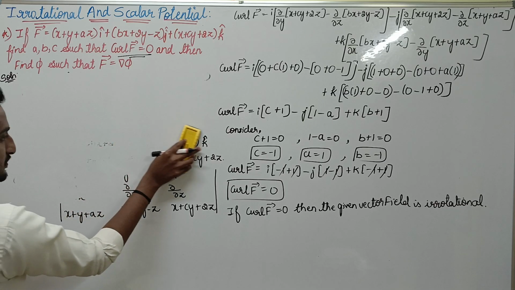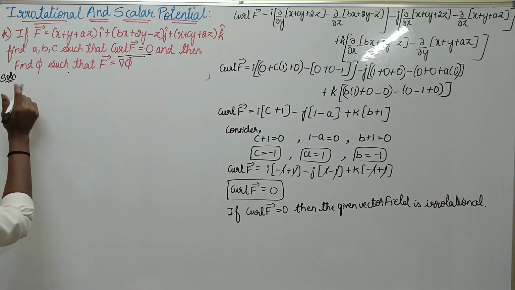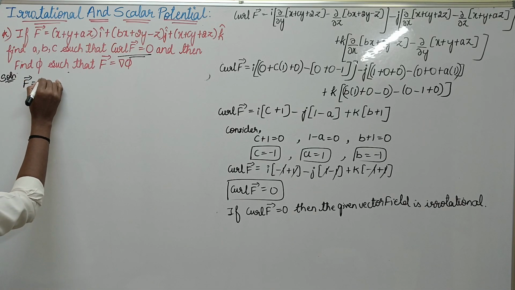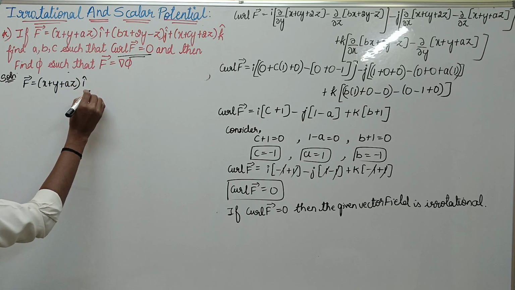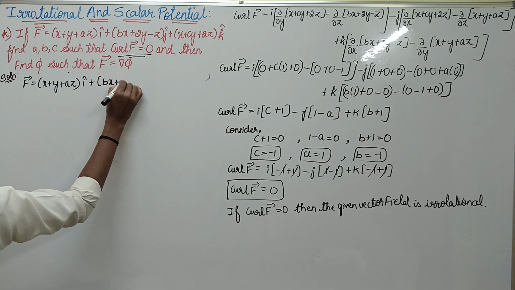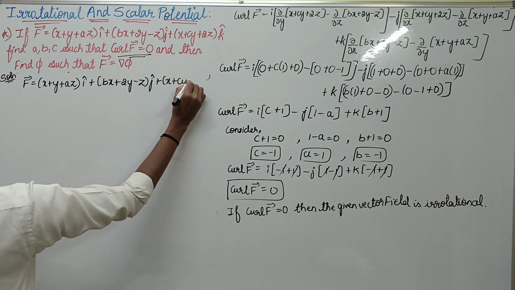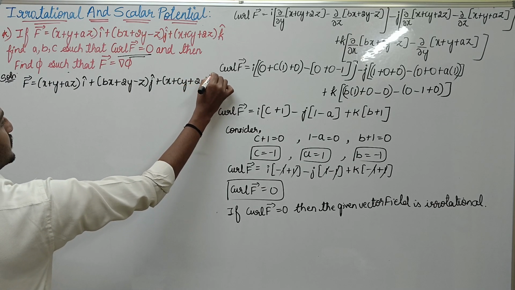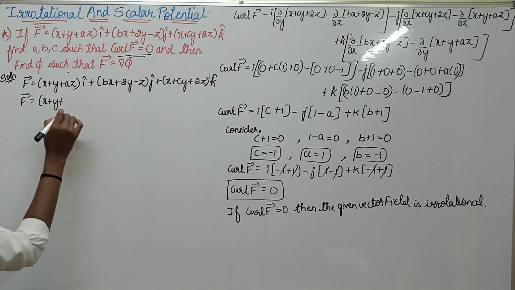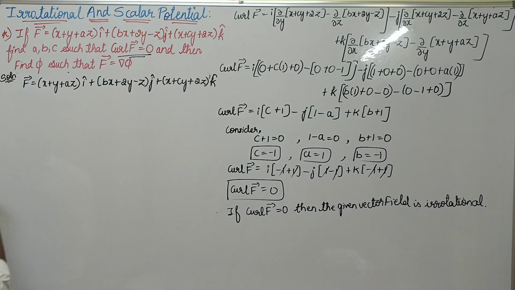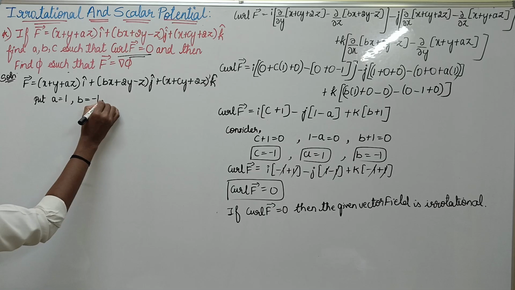To find the scalar function phi, we first represent the vector f, which is equal to (x plus y plus az) i cap plus (bx plus 2y minus z) j cap plus (x plus cy plus 2z) k cap. What is the value of a? Now let us simplify. Put a equal to 1, b equal to minus 1.